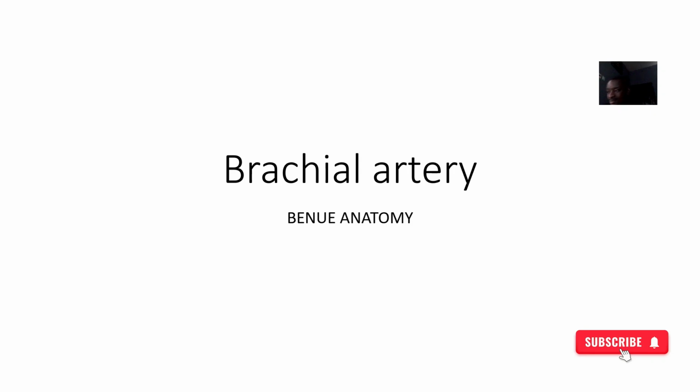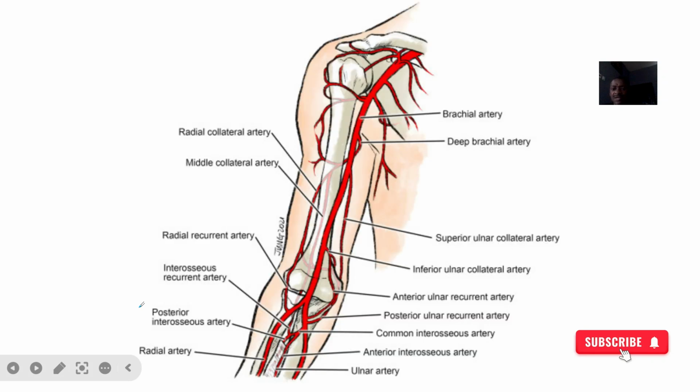In the upper limb, we should be discussing its anatomy. And this is what is known as the brachial artery. So, anatomy of the brachial artery. Looking at this image, first of all, we usually identify it. This is the brachial artery. Okay, that's the brachial artery.